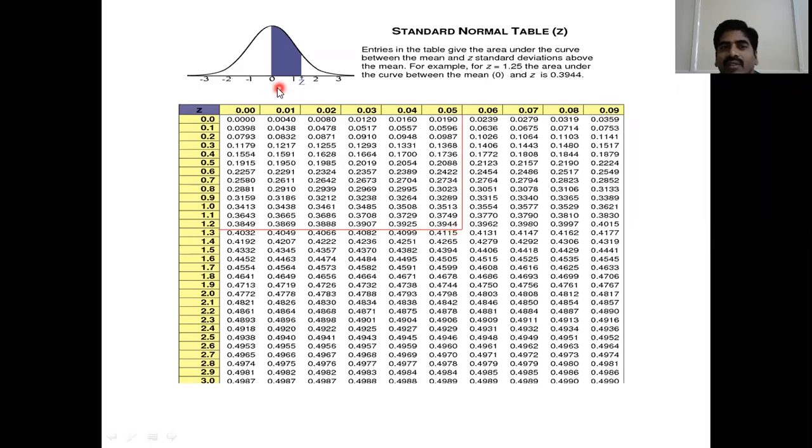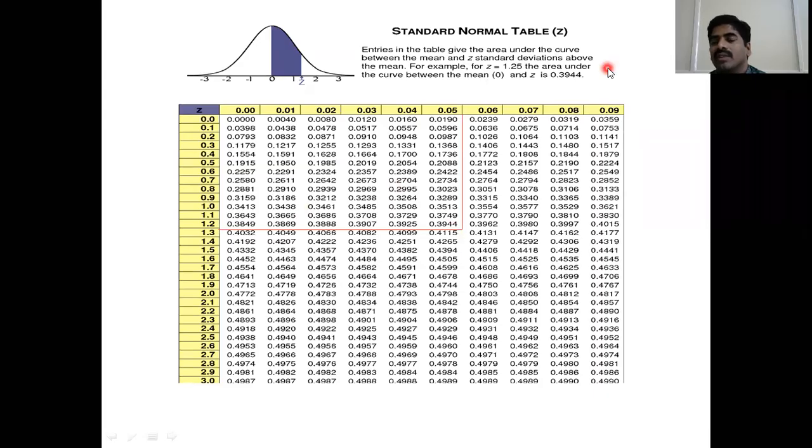What is the area between 0 to 1.25? The area in percentage is 39.44 percent. In probability, 0.3944. So this is the way you can find the area between two ordinates by using standard normal distribution tables.